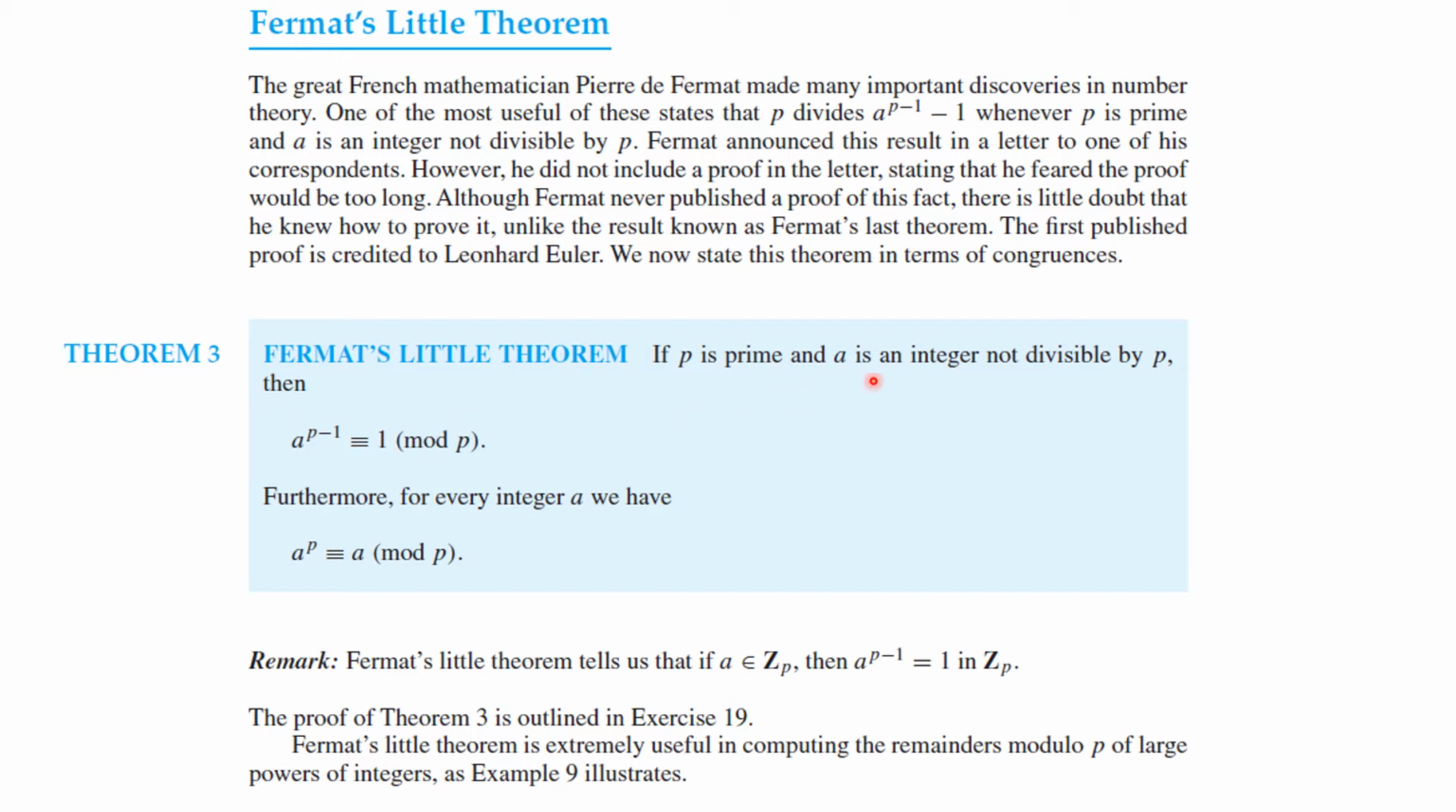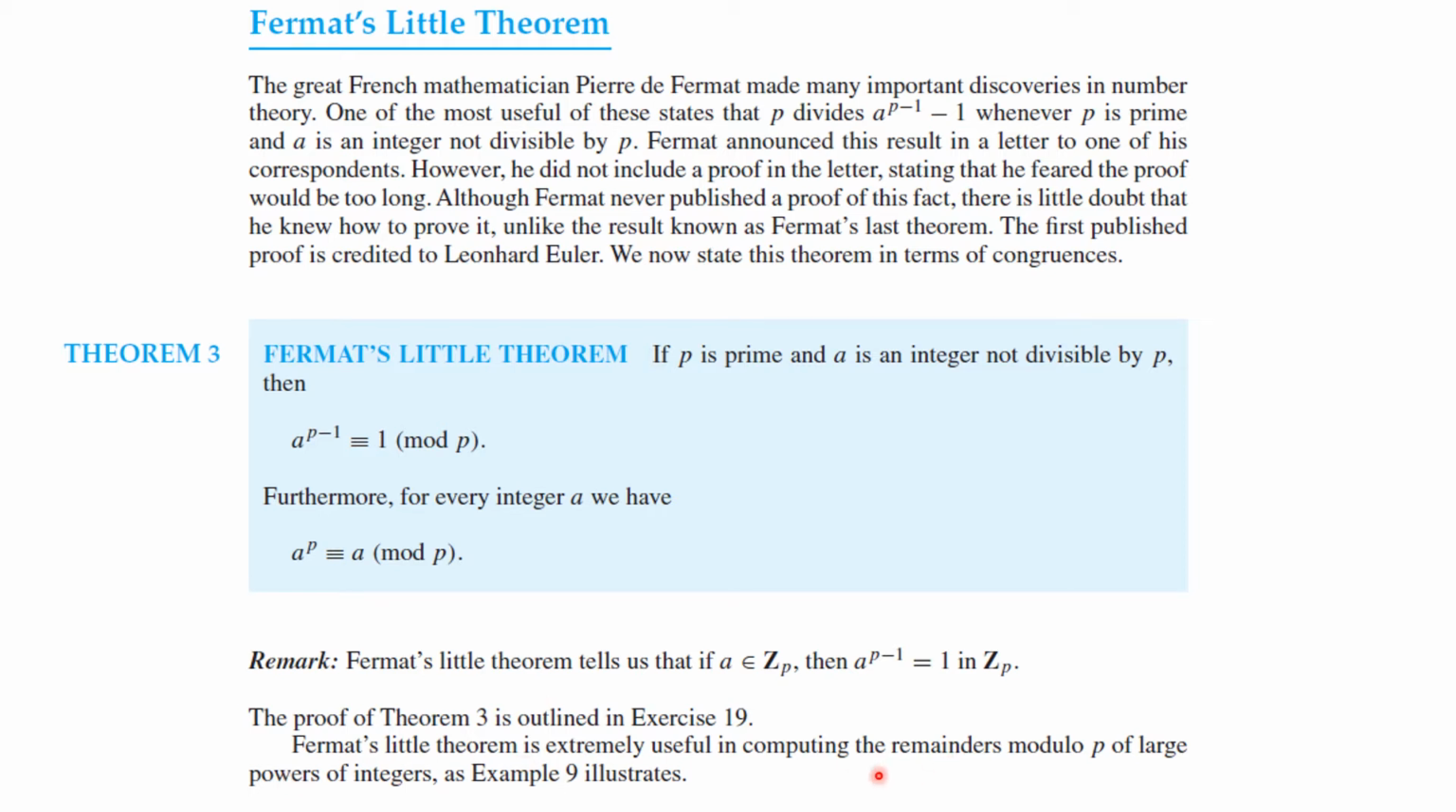Okay, so here's the statement of Fermat's little theorem. If p is prime and a is an integer not divisible by p, then a to the p minus 1 is congruent to 1 mod p. Furthermore, for every integer a, that's the same thing as saying a to the p is congruent to a mod p.